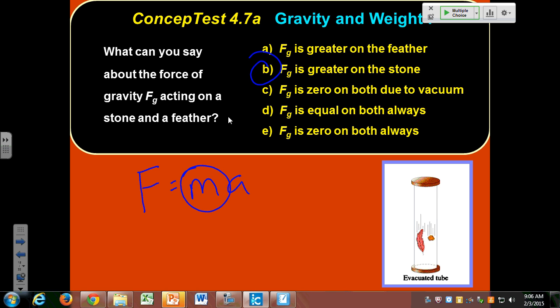The marker hits first. But I thought that we just said that the acceleration due to gravity is the same for both the marker and the paper, regardless of the mass. Did I just say that? I think I said that. So what's the deal then? Why does this one fall at a slower rate than this one?